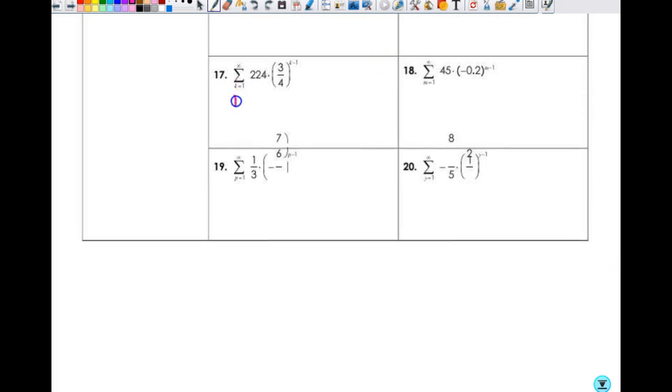Let's look at this one. What is r? Three-fourths, right? Wait, this is r right here. So it's just 3/4. So is it convergent or divergent? Convergent. Yes. So then S of n is equal to, what's a1? 224. It's right here. So 224 times 1 over 1 minus 3/4. And I will type this one in just to make sure that everything's good here.